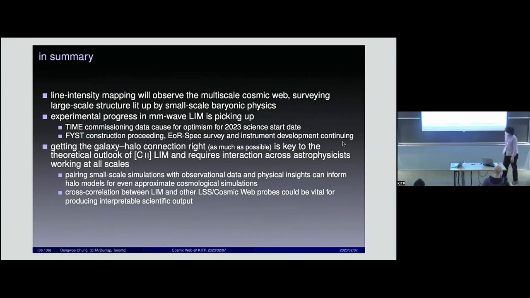So I'm pretty much done, but I just want to emphatically reemphasize that line intensity mapping is a direct observation of the multi-scale cosmic web. It's observing the large-scale structure as lit up by all these small-scale baryonic physics. The experimental progress is really picking up. We've got a number of instruments coming up in the next few years. Time is set. Science start date is going to be later this year. The construction is really proceeding. First light is supposed to be 2024, and EOR spec will come up within a year of that.